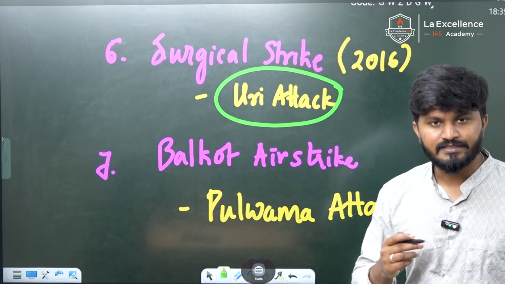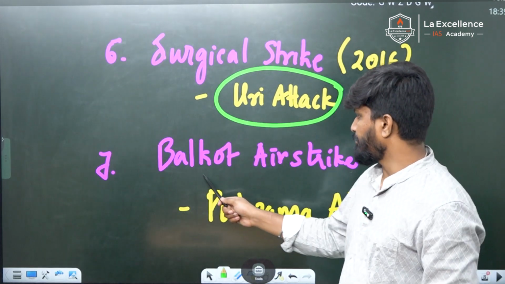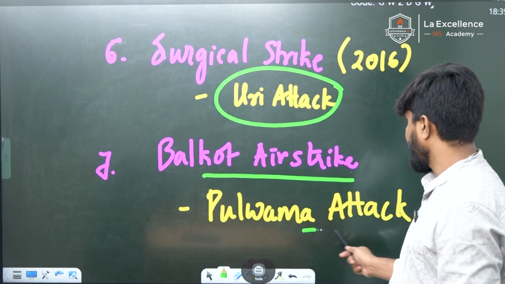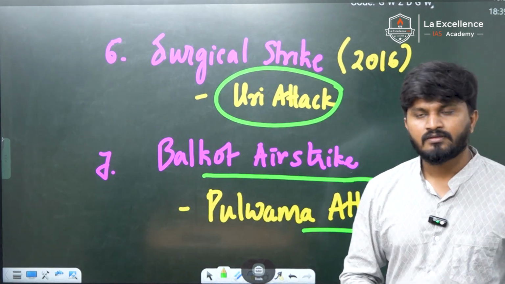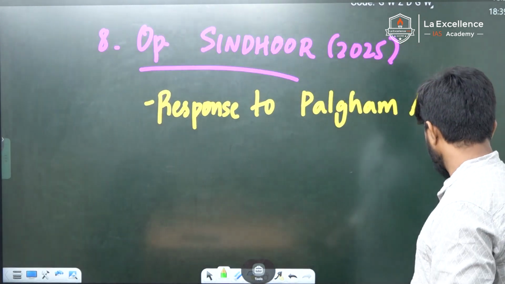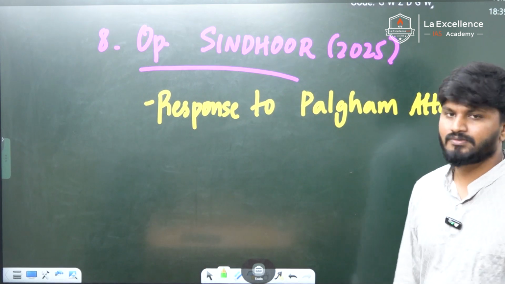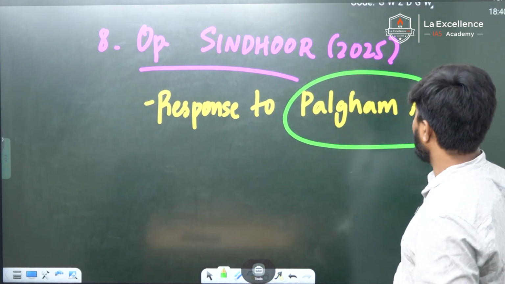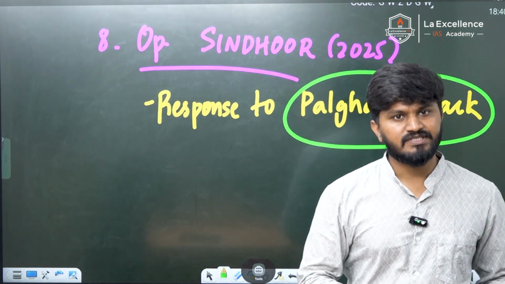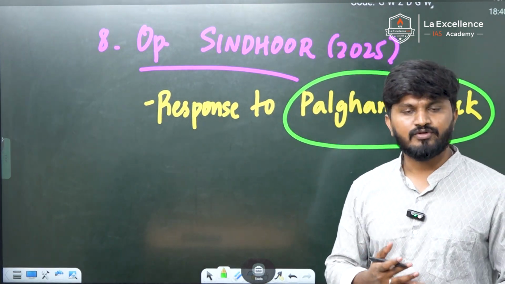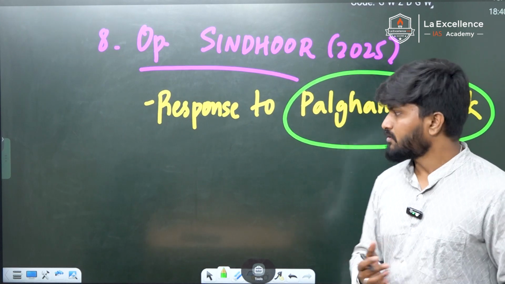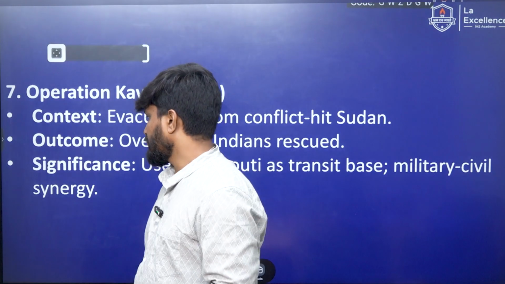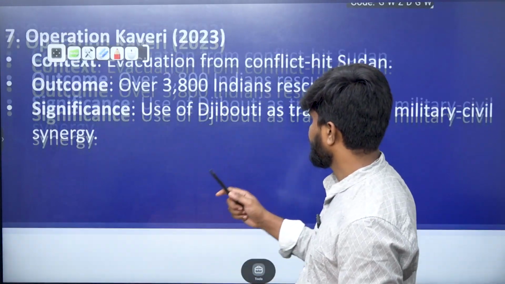the Pakistani terrorists. And then there was the Balakot airstrike, which was again a response to the Pulwama attack by the Pakistani terrorists. And the most recent was Operation Sindhu, which was a response to the Pahalgam attack by the Pakistani terrorists, which resulted in the death of nearly 25 to 30 Indian nationals. So these are the important military, humanitarian and evacuation operations conducted by the Indian government.